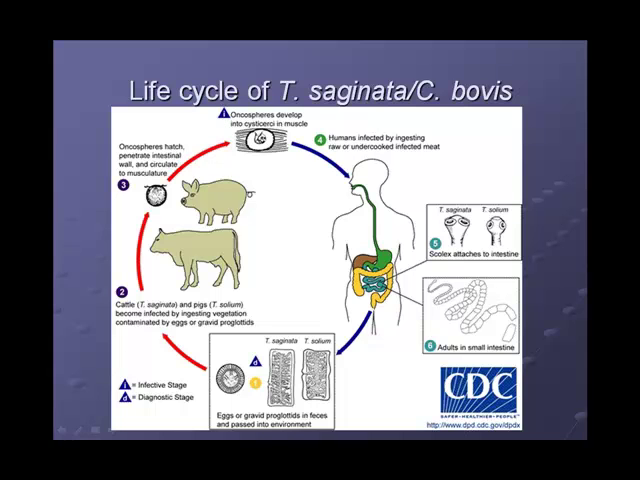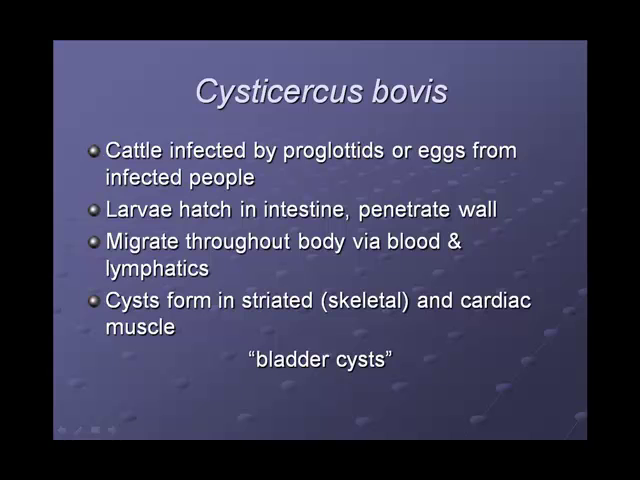So now that we've had a diagram of it, we'll walk through it in a little more depth, stage by stage. Cysticercus bovis refers to the cattle manifestation of the organism. Historically, it wasn't recognized that this was the same organism because you had two very different manifestations. So it was given different names, and on the cattle side it's referred to as Cysticercus bovis. Cattle, as I mentioned just a moment ago, are infected by proglottids, which is basically just a segment of the worm.